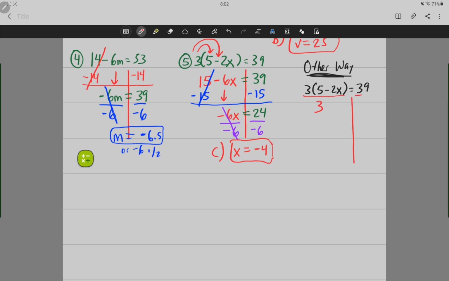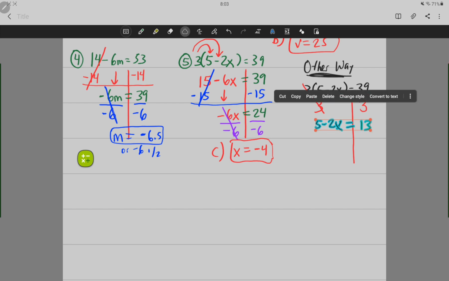Whatever you do on one side, do the same to the other side. All right, so the 3's will cancel. But what this actually does is the numbers get a lot smaller, so we just bring down the 5 minus 2x that we had, bring down our equal sign, and 39 divided by 3 is 13. So if you look at what we had here, 15 minus 6x equals 39, versus this other different step we did first, now you'll see the numbers are a lot smaller.